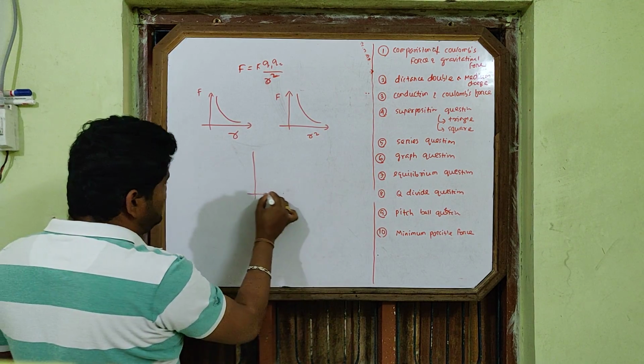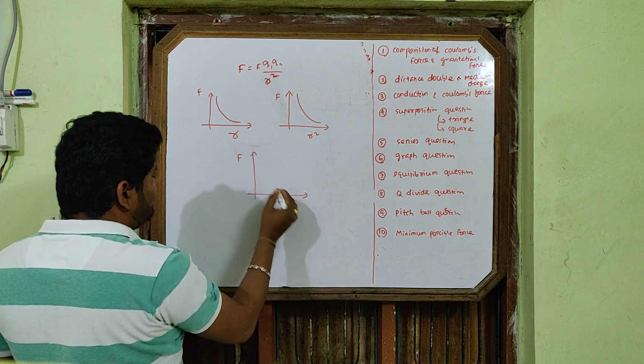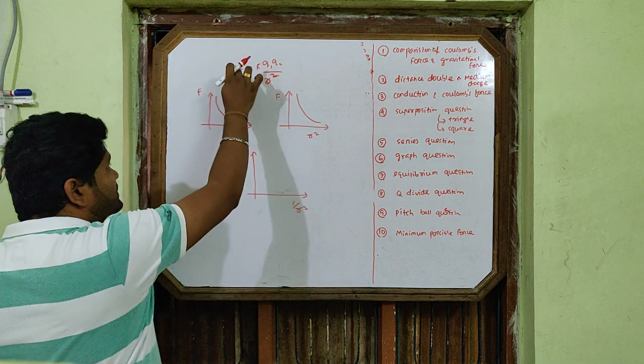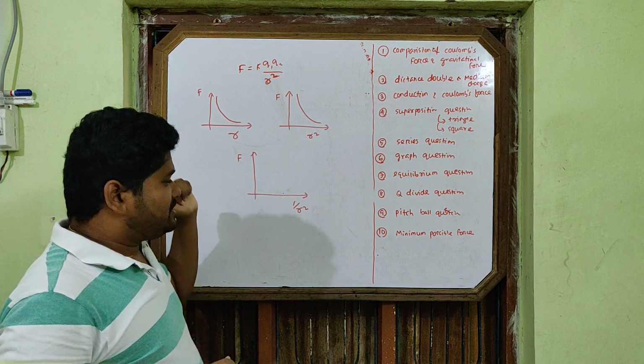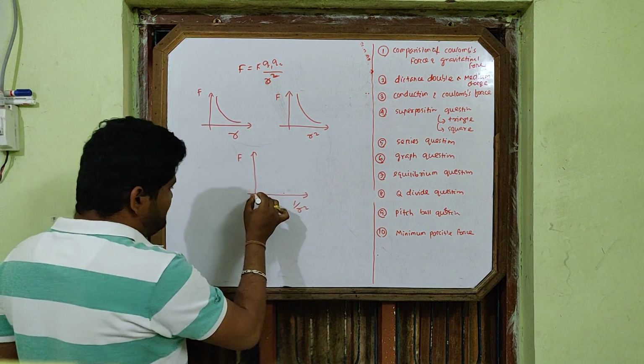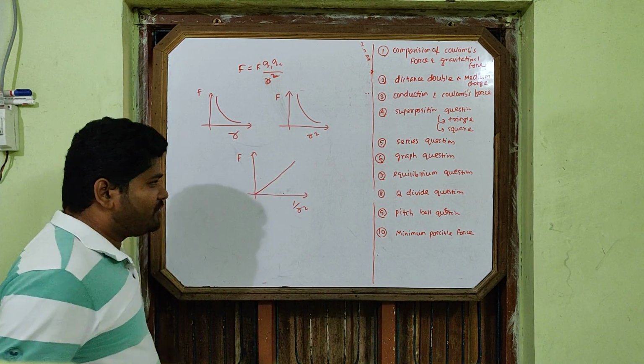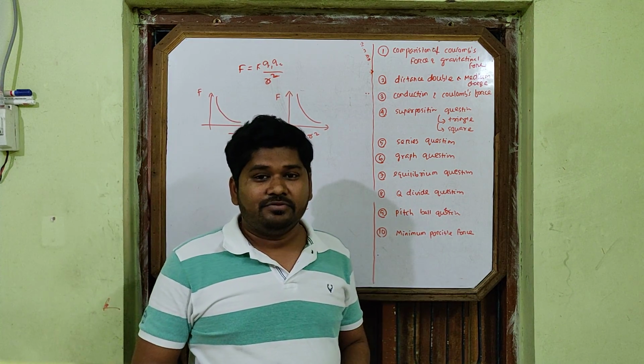Graph between F and 1 by R square. F is directly proportional to 1 by R square, but F is inversely proportional to R square. Okay. A direct proportional graph will be like this, a straight line starting from the origin. So this is the graph question.